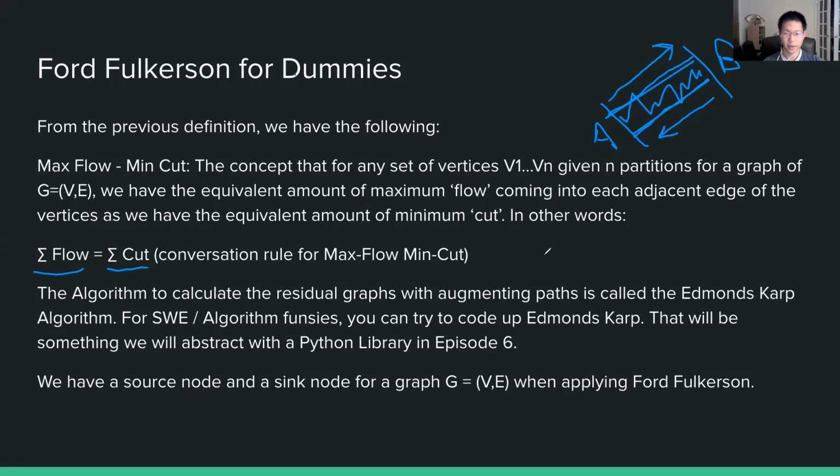And now, as I mentioned before, this is basically a residual graph with augmenting paths called Edmonds Karp. You can try to code Edmonds Karp, and we will, but we're not going to do it from scratch because that'll just take too long. Honestly, we're here to teach you how to do algorithms in an easy way and not confuse you any harder. I learned that the hard way for the interviews, coding this all from scratch. And let me tell you, it's not worth it if you don't know what you're doing. And also we have a source node and a sink node for graph G, V, E when applying Ford Fulkerson. That's yet another set of drawings that really show the power of Ford Fulkerson.